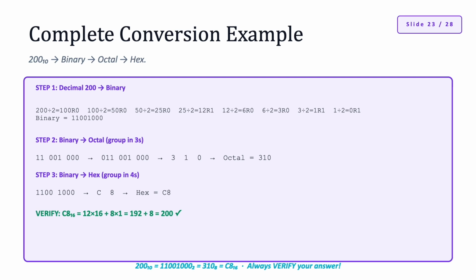Convert decimal 200 to all systems. Decimal 200 to binary. 200 divided by 2 equals 100, remainder 0. 100 divided by 2, 50, remainder 0. 50 divided by 2, 25, remainder 0. 25 divided by 2 equals 12, remainder 1. 12 divided by 2 equals 6, remainder 0. 6 divided by 2 equals 3, remainder 0. 3 divided by 2 equals 1, remainder 1. 1 divided by 2 equals 0, remainder 1. Binary equals 11001000.